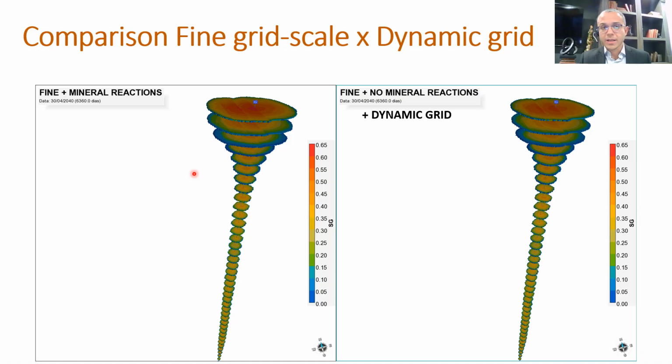In this slide, we can look at the CO2 plume in terms of saturation in different vertical layers, comparing the fine grid and the dynamic grid. We can see the plume shape is similar in terms of radius and saturation values for both grids, reinforcing the possibility to model CO2 injection using dynamic grid schemes in order to reduce the CPU time.